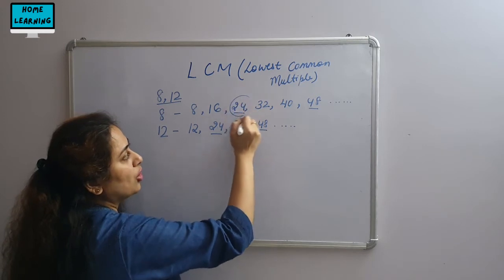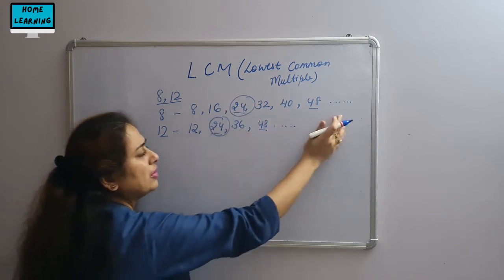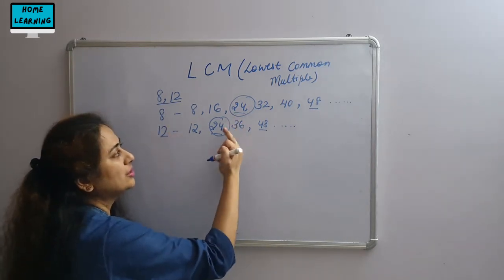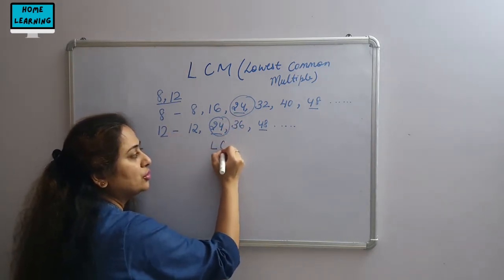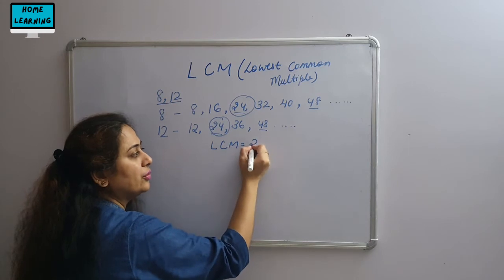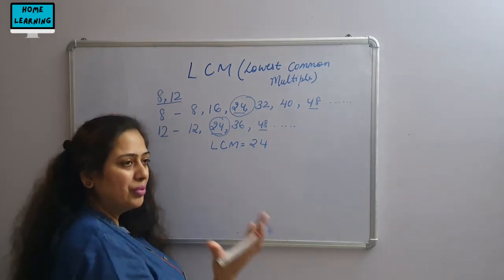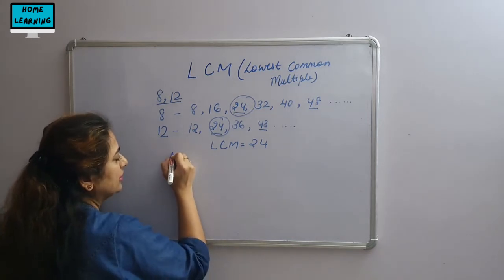So, smallest common multiple. There will be many multiples which will be common in both these numbers. However, the smallest is 24. So, LCM is 24. This is a simple method, but I'll give you a simpler method that is known as the division method.